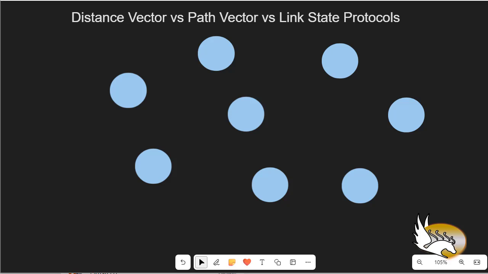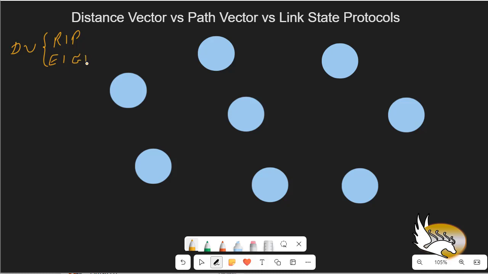Okay, what is the difference between different types of protocols, and specifically what are the different types of protocols? I'm going to speak about 5 different types of them. 2 of them are going to be distance vector, and they are RIP, which is obsolete but still used in labs or some other places, and EIGRP. Of course they are a little different from each other, but they are considered distance vector.